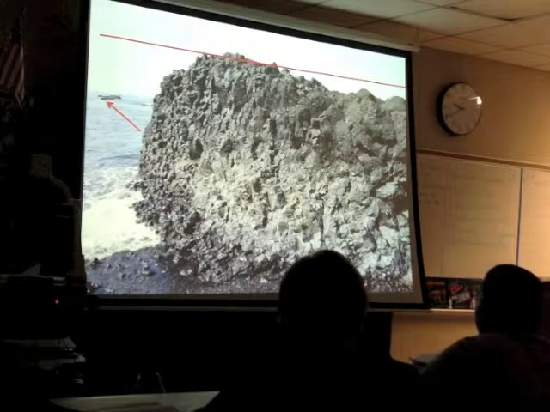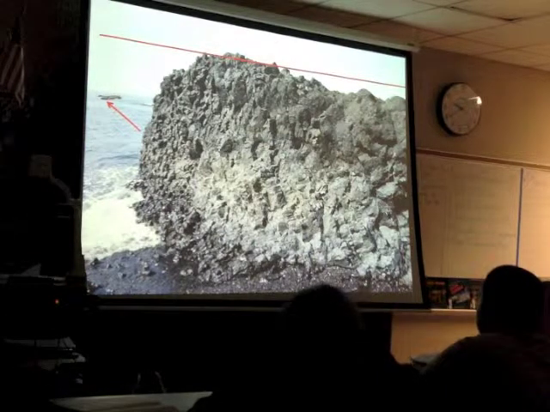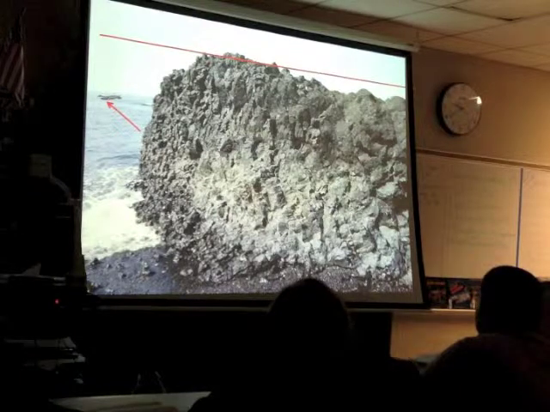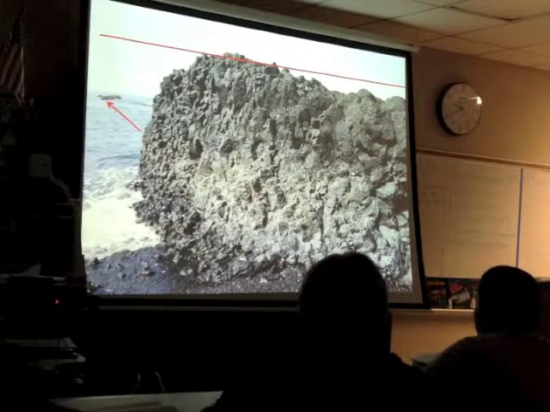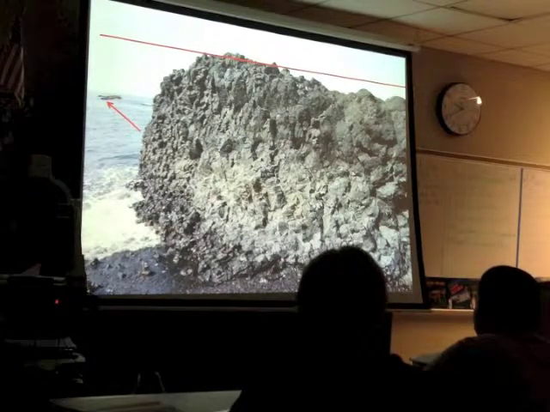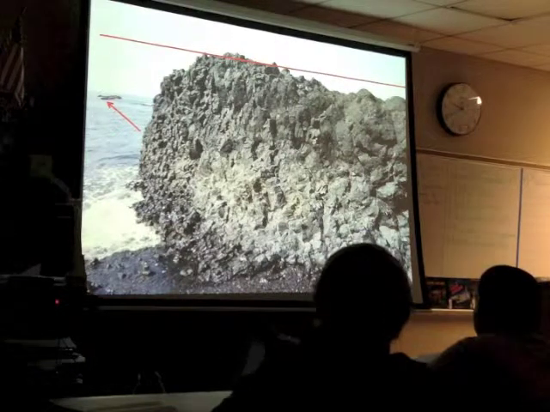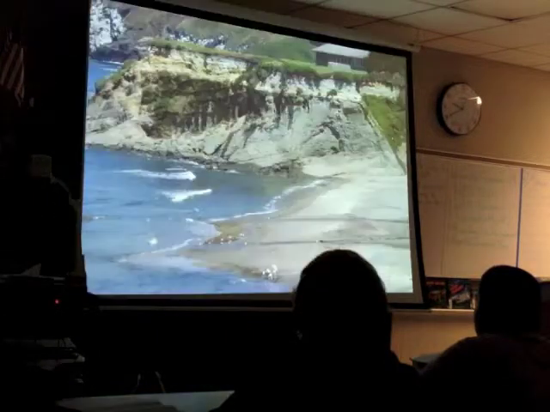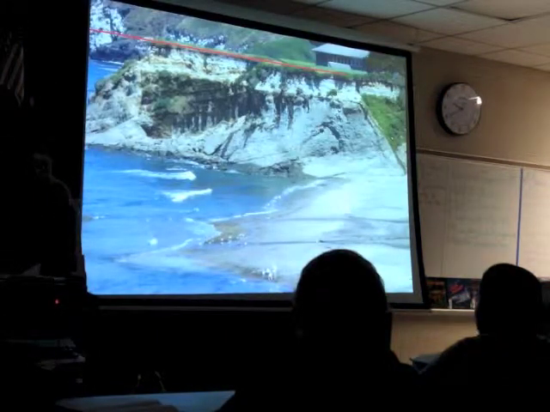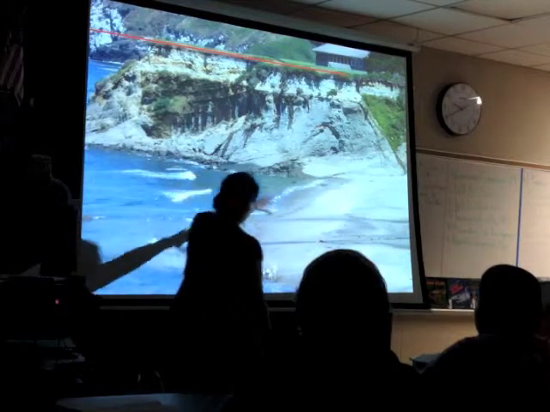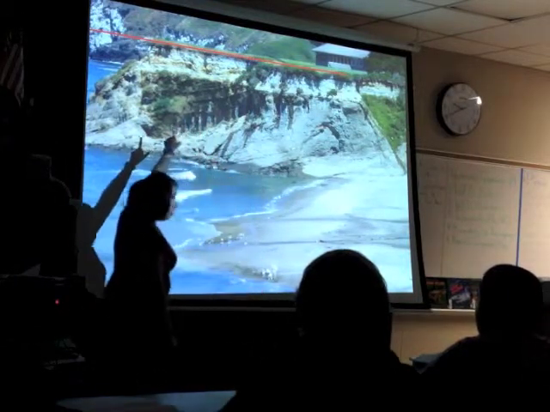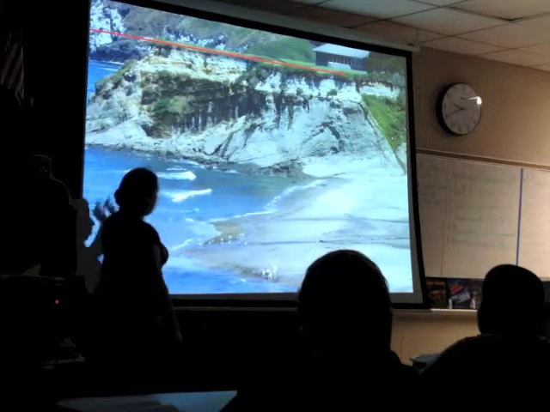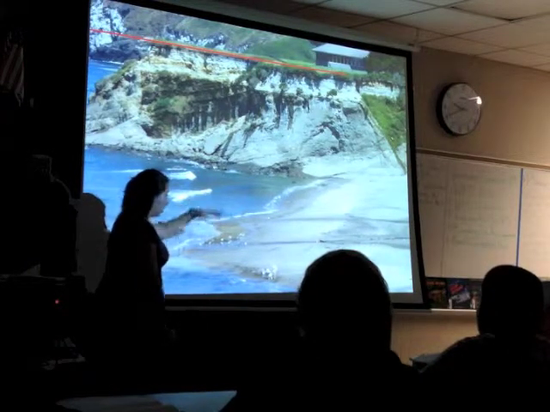So if we look at this, we can see this is another example of mechanical weathering because of water. That land really was supposed to, or used to be all the way out there. It's not any longer because waves come in and break it down. If we look at this, this down here used to be up there. But once again, waves come in and they break it down.